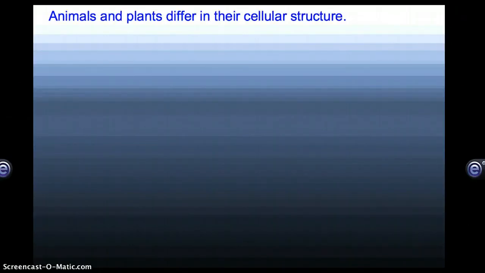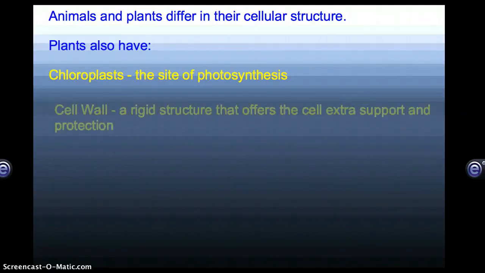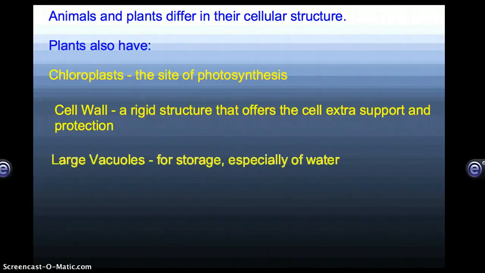Animals and plants in particular differ in their cellular structure. Plants have some organelles that animals don't. The first one are chloroplasts, which are the site of photosynthesis, which is how a plant makes their food. The cell wall is a rigid structure outside the cell membrane that gives the cell extra support and protection. And they also have large vacuoles for storage, especially of water.